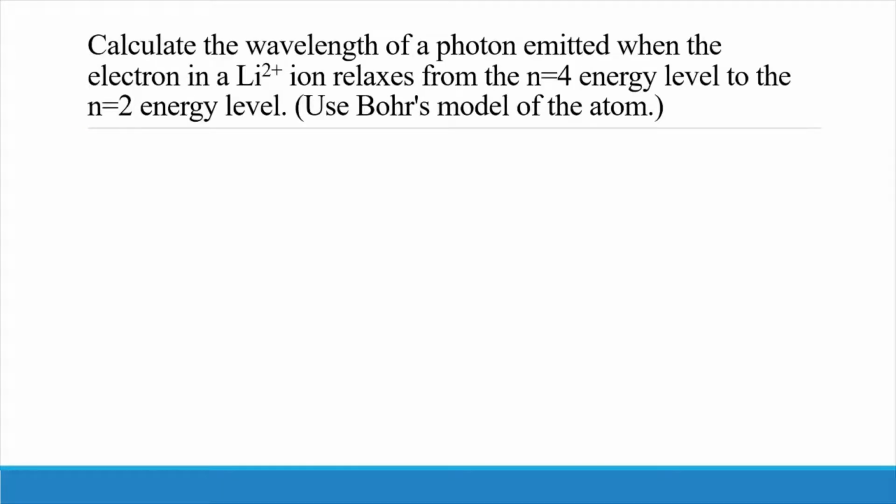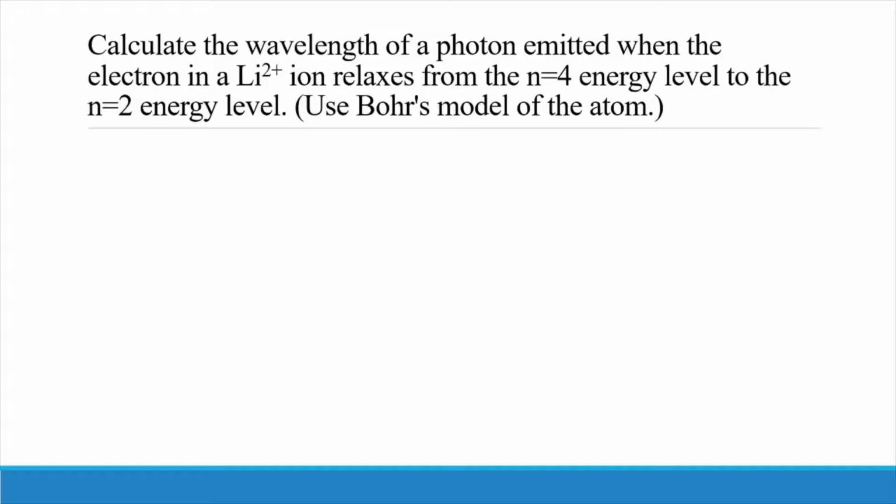Our next question: calculate the wavelength of a photon emitted when the electron in a lithium 2+ ion relaxes from the n equals 4 energy level to the n equals 2 energy level, and use Bohr's model of the atom. So lithium 2+ is one of these one-electron atoms that can somewhat behave like a hydrogen atom, but it has a different weight because it still has more protons. So we have to use its nuclear charge.